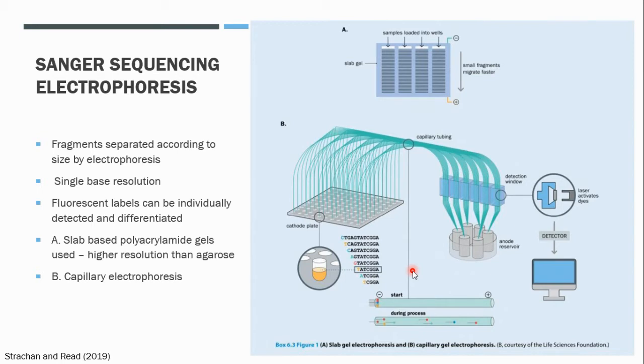So let's look at how electrophoresis works in Sanger sequencing. DNA fragments are separated according to size. The resolution of the gel or the capillary tube that is used for electrophoresis can differentiate a one base pair difference. So you can tell the difference in read lengths of one base pair between two fragments of DNA. That's a single base resolution.